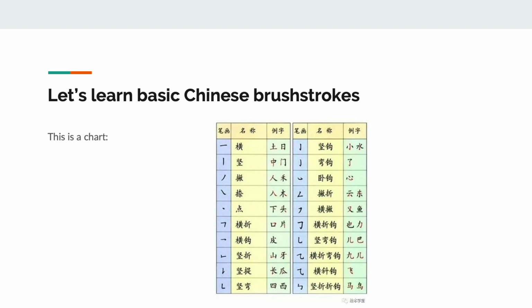Here is another chart you can look at. There is the stroke, the name, and an example.